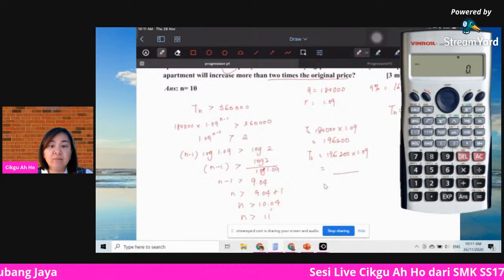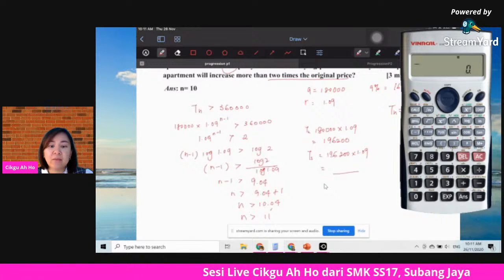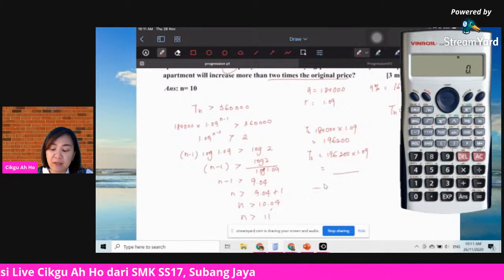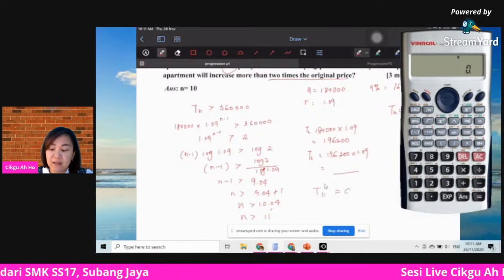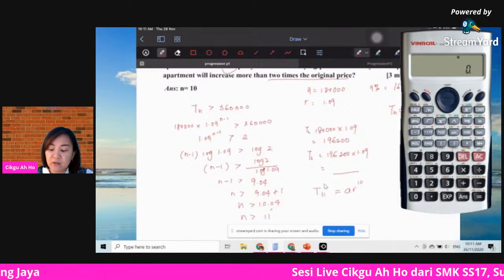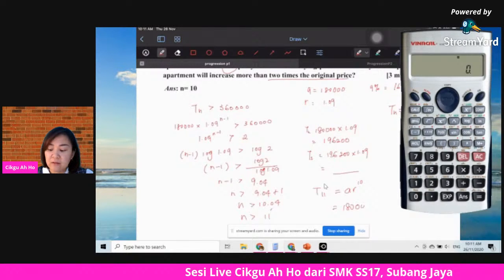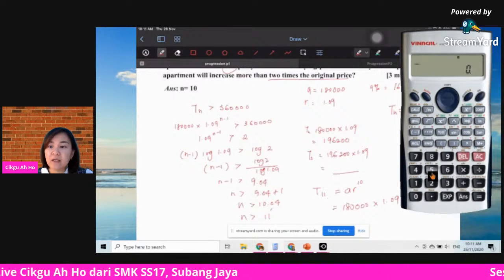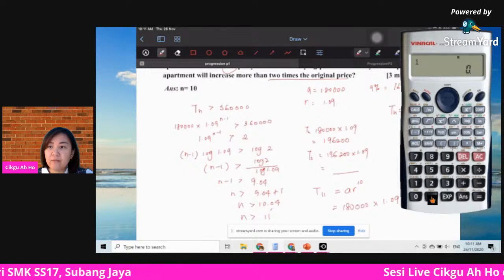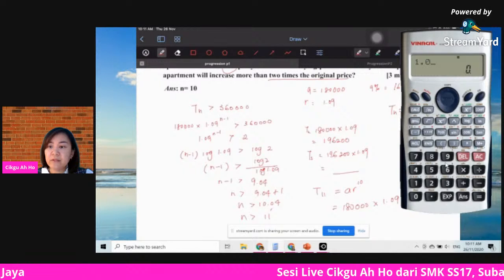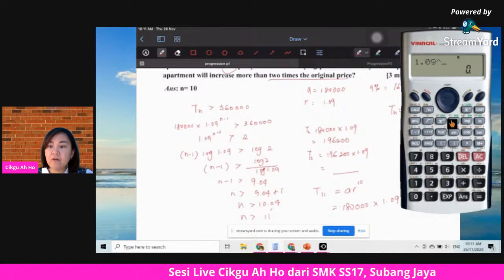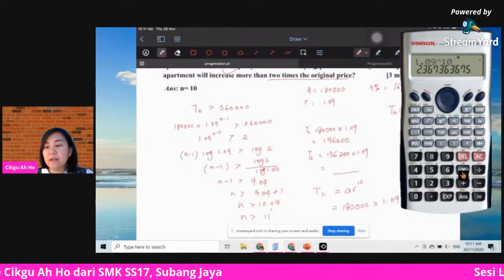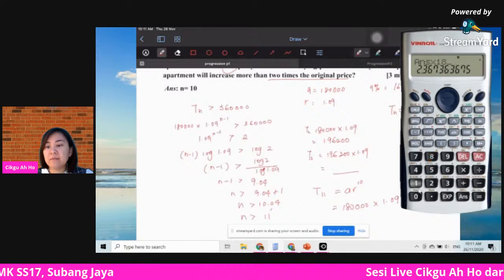If you have time, you can double check. Kalau ada masa, kamu boleh cuba check. How do you check? You find T11. T11 is A R to the power of 10, right? So 180,000 times your 1.09 to the power of 10. You try 1.09 to the power of 10, then multiply by 180,000.